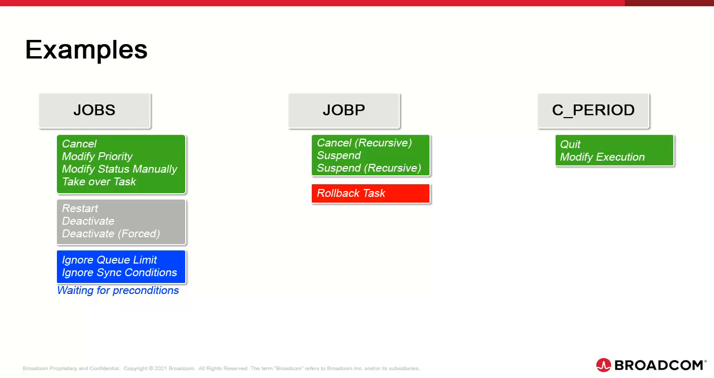Obviously, there are many object types and many more statuses for each. But this shows you that for each object type and for each status, the list of possible operator actions is different.